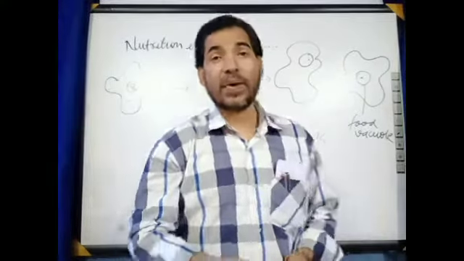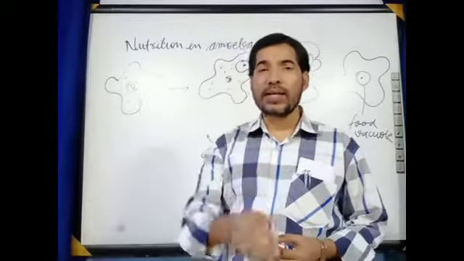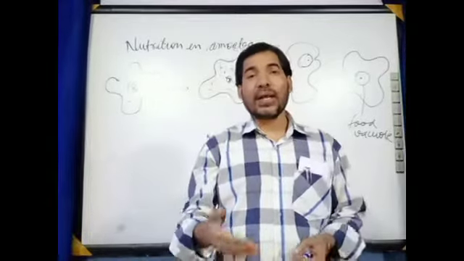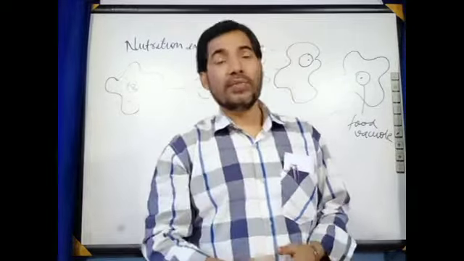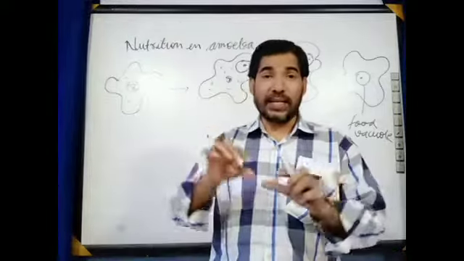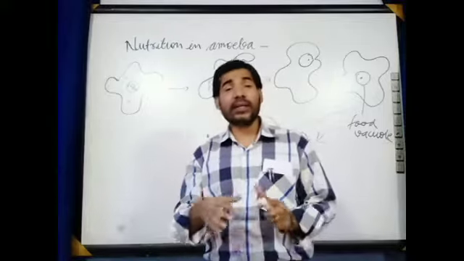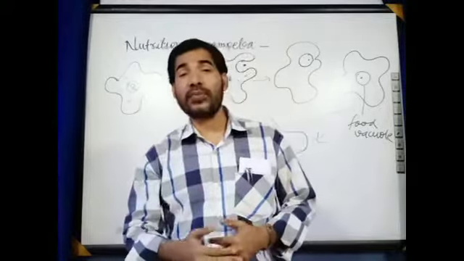In amoeba, intracellular type of digestion takes place. There are 2 types of digestion: one is called intracellular digestion and the second is called extracellular. What is the meaning of these terms? When digestion takes place inside the cell, it is called intracellular digestion, but when digestion takes place outside the cell, it is called extracellular digestion.